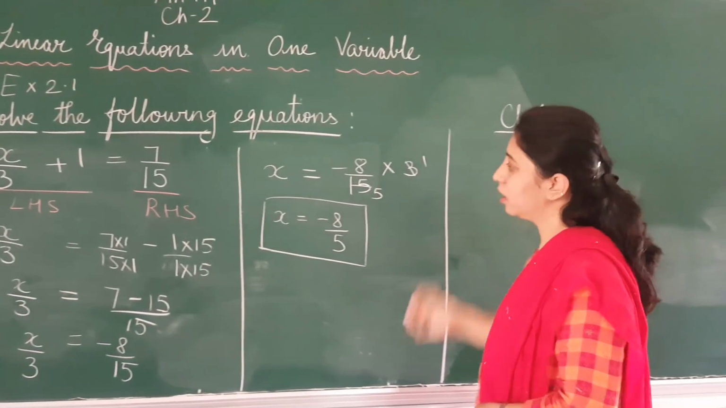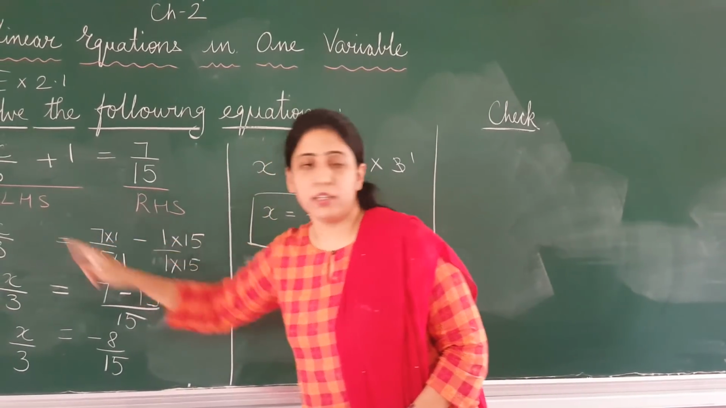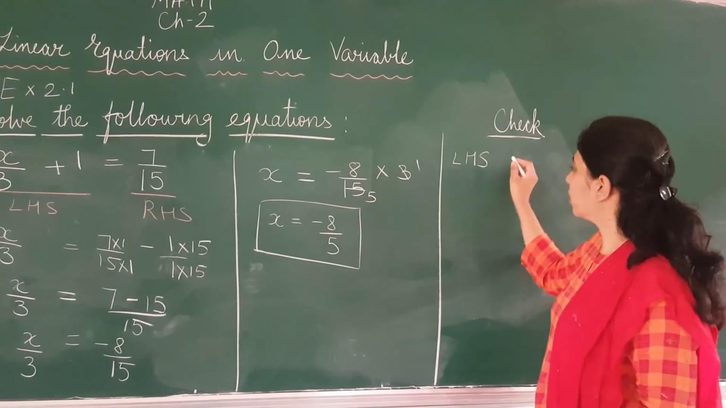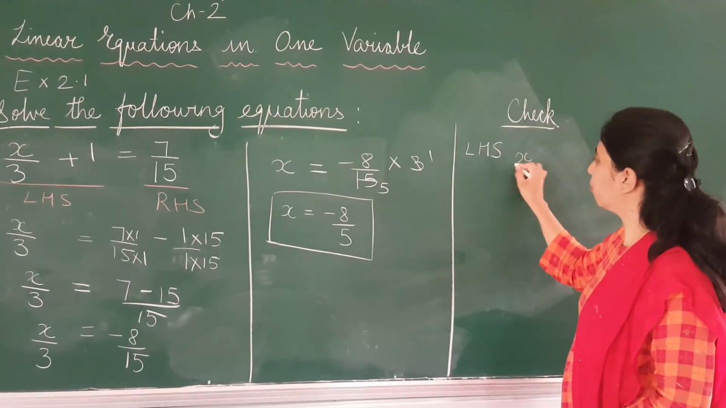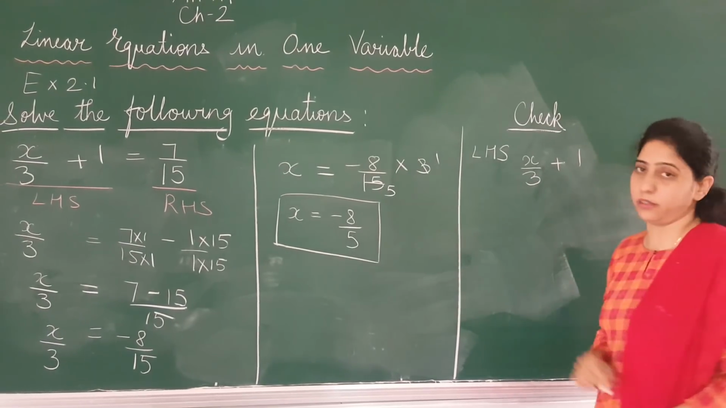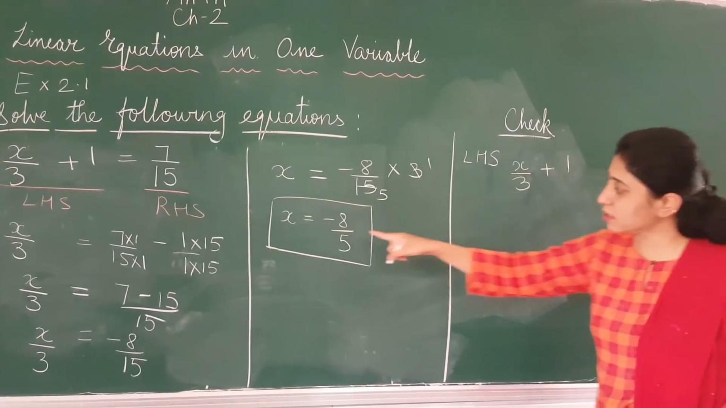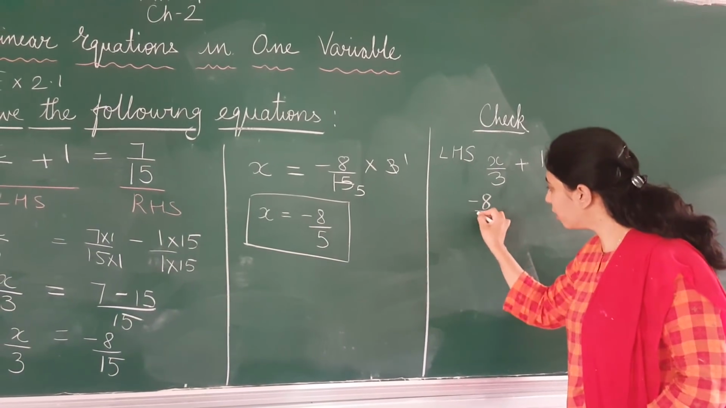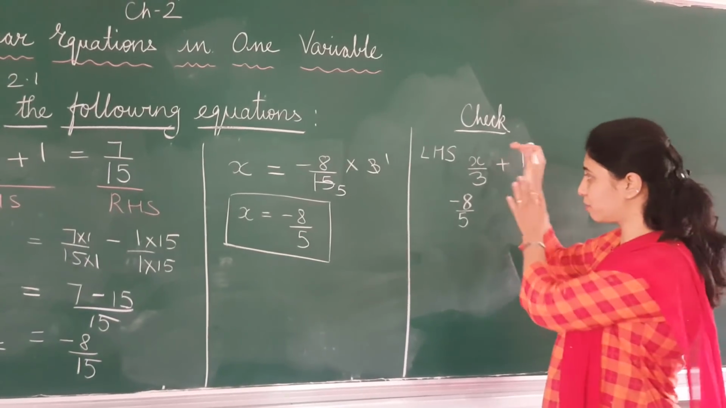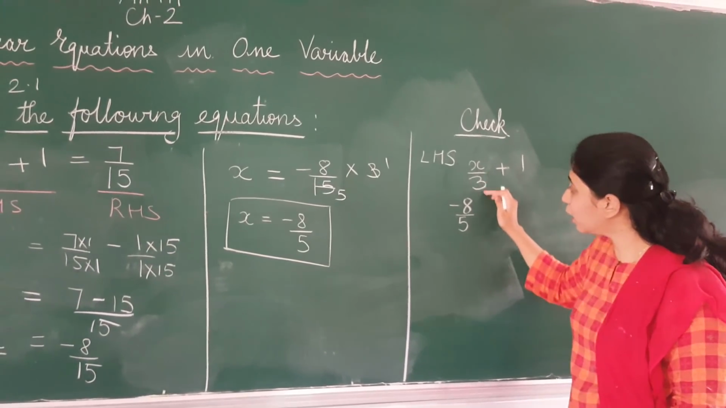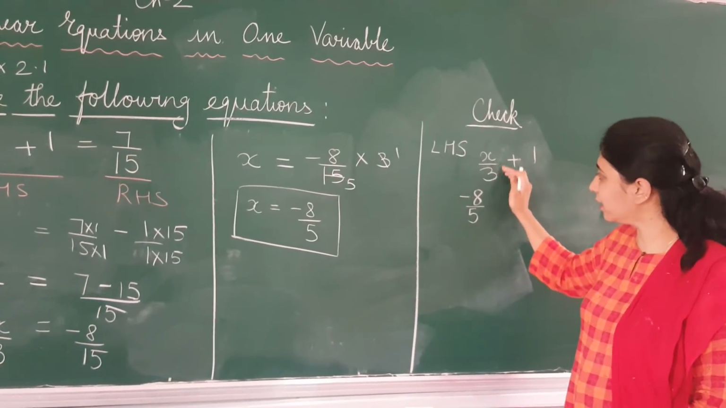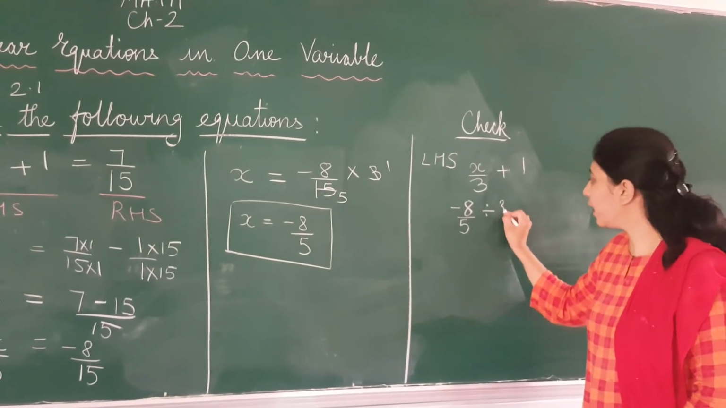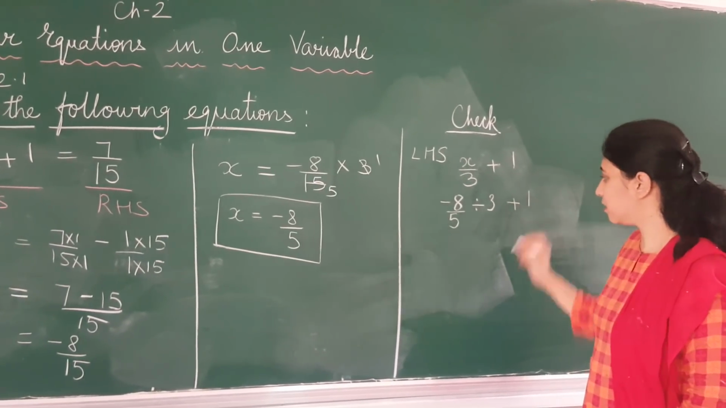So check. Now where is the variable? The variable is on the left hand side, so write LHS. And what is there on the left hand side? x upon 3 plus 1. So what is the value of x? You can see the value of x is minus 8 upon 5. So minus 8 upon 5 as it is, you are going to substitute the value of x, but it is divided by 3. Can you see it is upon 3, that is divided by 3. So separately you are going to write here in the division form, divided by 3 plus 1 as it is.